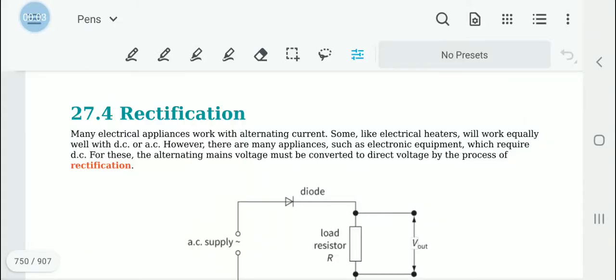Chapter 27, Theory Video 3. Rectification is what we are going to talk about.